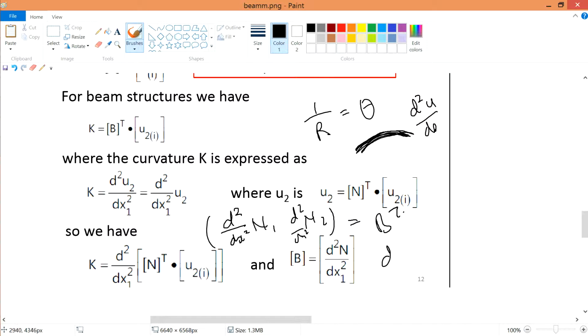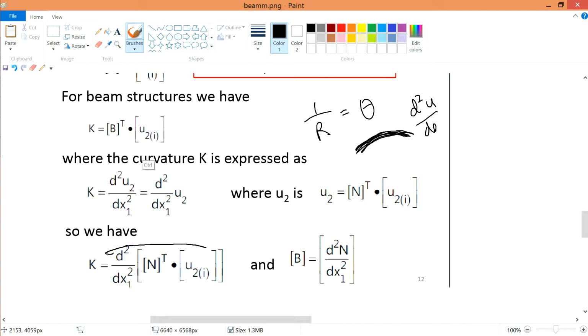Okay, so d2/dx² multiplied by N1, N2 is equal to d2/dx² N^T. So I think we should write T over here, but anyway, at least you get what I mean. It's something of that meaning. Nonetheless, we have proved to you that B^T u2 is actually this one. This one is B transpose. The rest are the same.